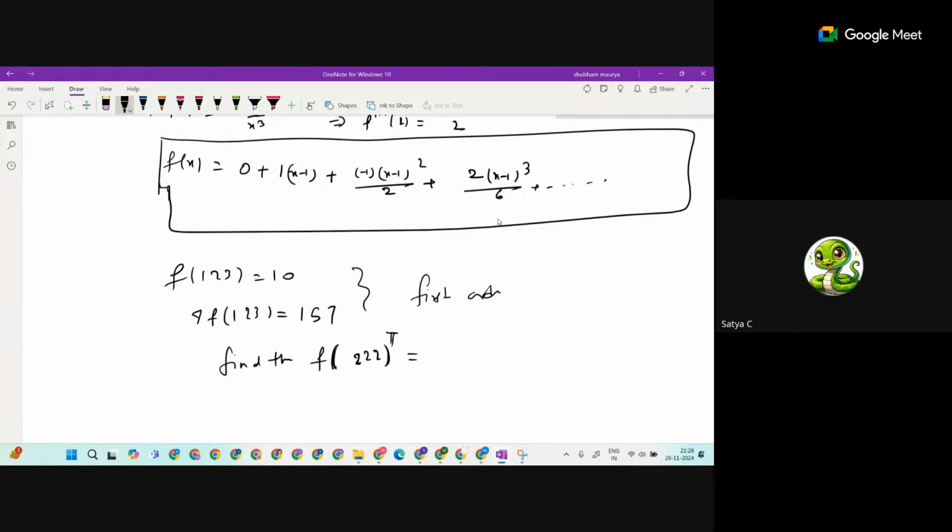Yes, I mean the vectors will be transposed. If they have written in this fashion, then this is a vector, (1,2,3) transpose. And f of (1,2,3) is 10, and the nabla f of (1,2,3) is the vector (1,5,7).